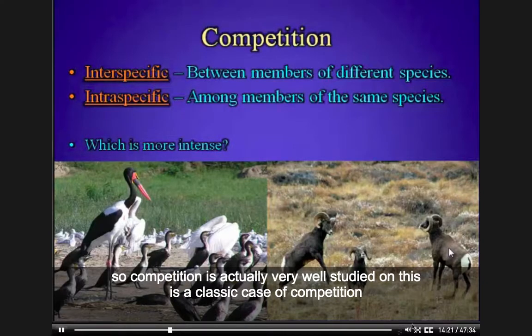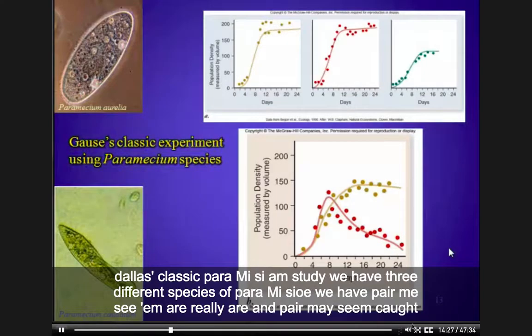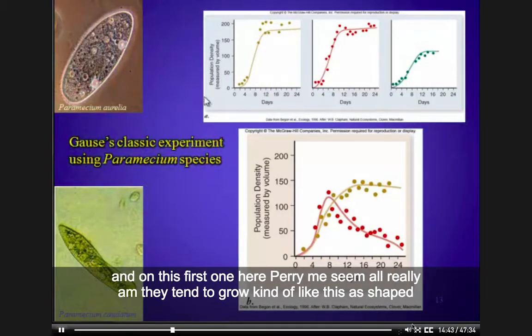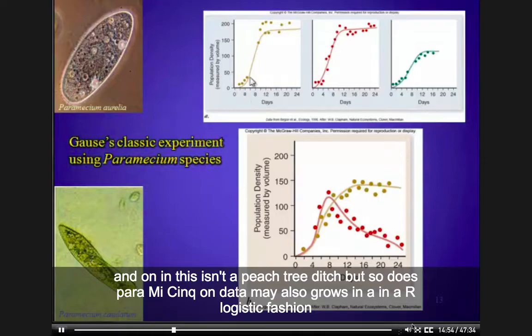So competition is actually very well studied. This is a classic case of competition, Gause's classic paramecium study. We have 3 different species of paramecium. We have Paramecium aurelia and Paramecium caudatum, and then another one that I'm going to show you in just a second, Paramecium bursaria. And this first one here, Paramecium aurelia, they tend to grow kind of like this S-shaped curve, right? Like that logistic growth model that we spoke about the last time. And this is in a petri dish. But so does Paramecium caudatum. It also grows in a logistic fashion.